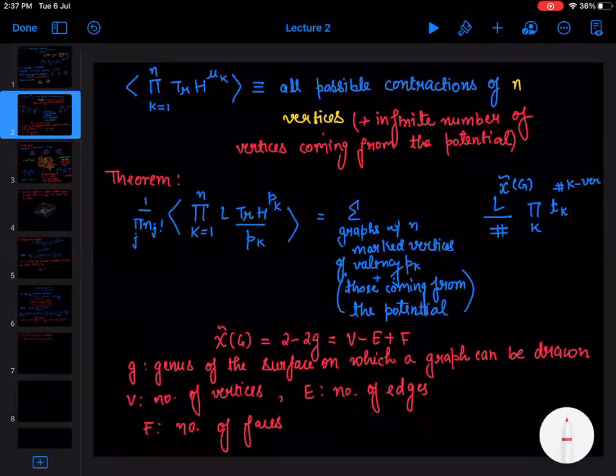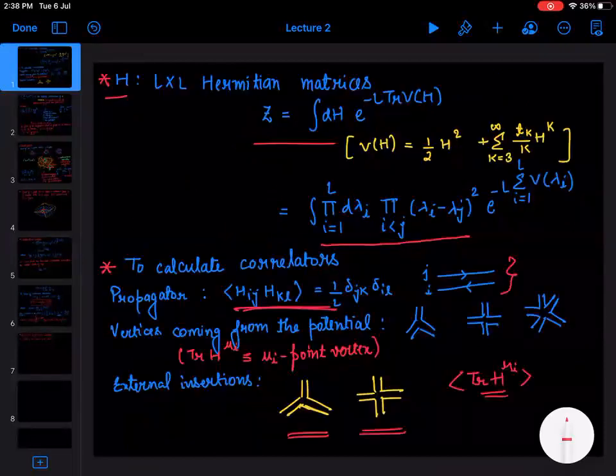So in general, if we have say n insertions of these operators, then we'll draw the vertices corresponding to these insertions, and then we'll have an infinite number of vertices coming from the potential, and we draw all possible contractions. Since the vertices coming from the potential and the vertices that we draw for the insertions are different vertices, we have to make sure that those are not mixed up. So we have to label them differently to identify which one of the vertices is which. That is why I've drawn the vertices coming from the potential in blue and the vertices coming from the insertions in yellow.